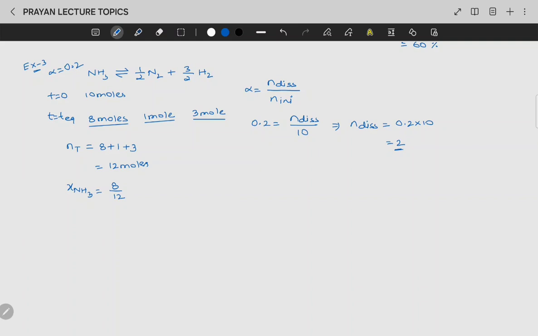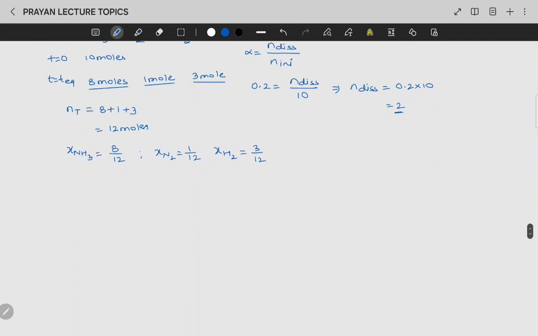Mole fraction will be moles of that particular component upon total number of moles. We can also define mole fraction of N2, that will be 1 by 12. We can also define mole fraction of H2, that is equal to 3 by 12. Now let's say the total pressure at equilibrium is 24 atm.